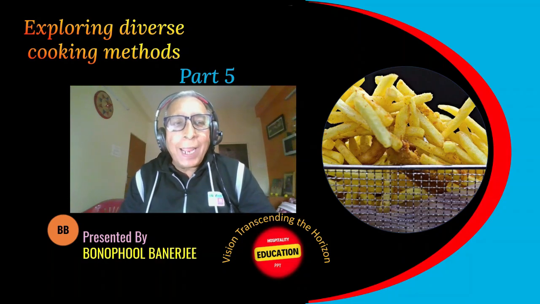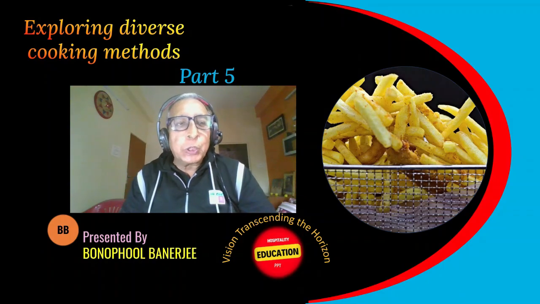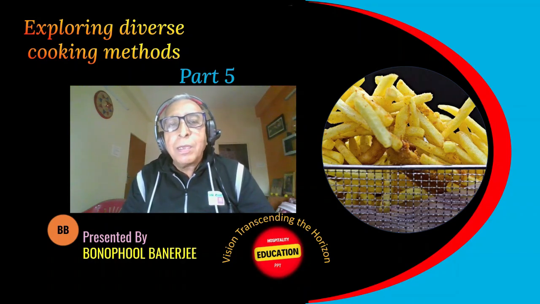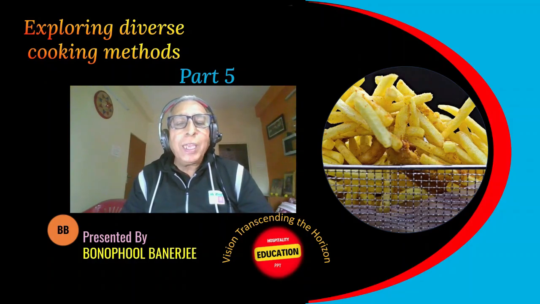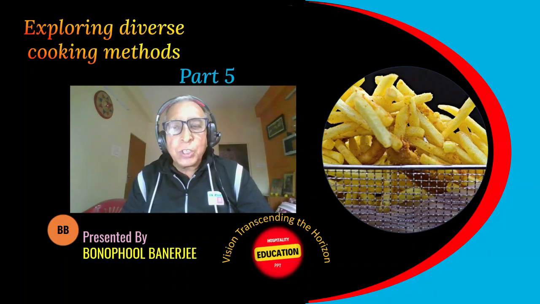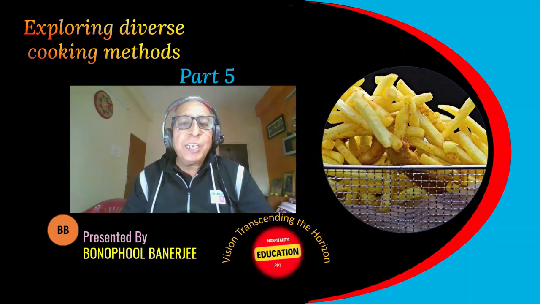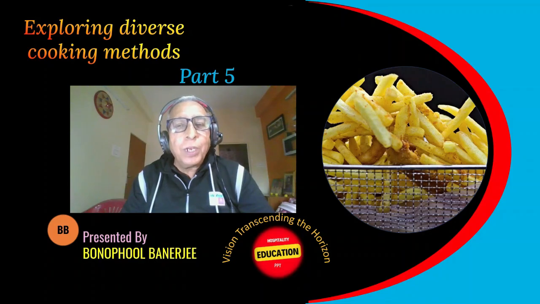As you know, we have started a few episodes on exploring diverse cooking methods. Already we have completed the fourth part of it. We are going series by series, and today is part 5. From the image you can well understand that we will be talking about the frying methods, rather dry heat methods, and already we have started dry heat methods. We have discussed the hot air method, and today we are going to discuss the oil medium method.